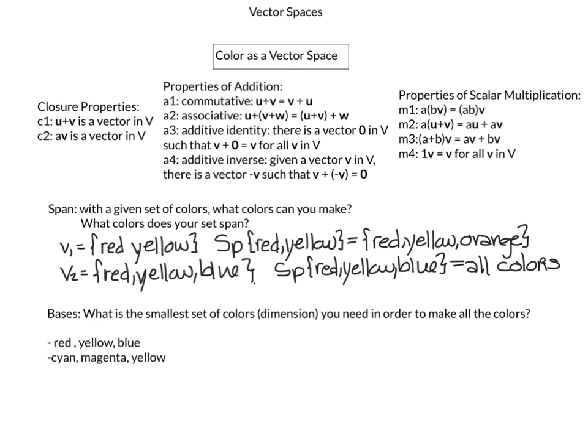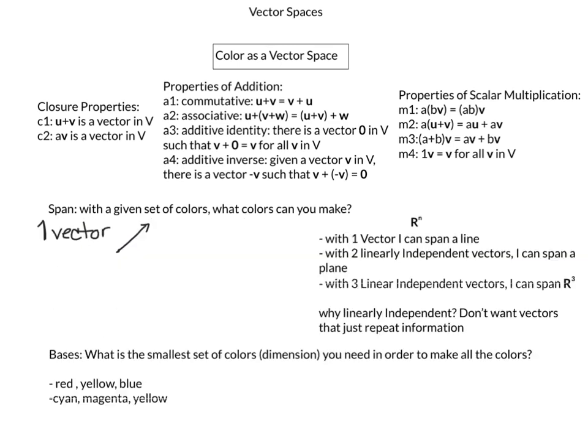And then we're going to ask, because 3 colors give me all the colors, what is the smallest set of colors you need in order to make all the colors? This is also called dimension. We can have red, yellow, blue, or cyan, magenta, yellow. It's always 3. Once one basis has 3, then all the bases for that vector space have 3. These are ideas we're going to develop formally, but this is just to give you a feel for what's going on. I just want to go from colors now to Rn.